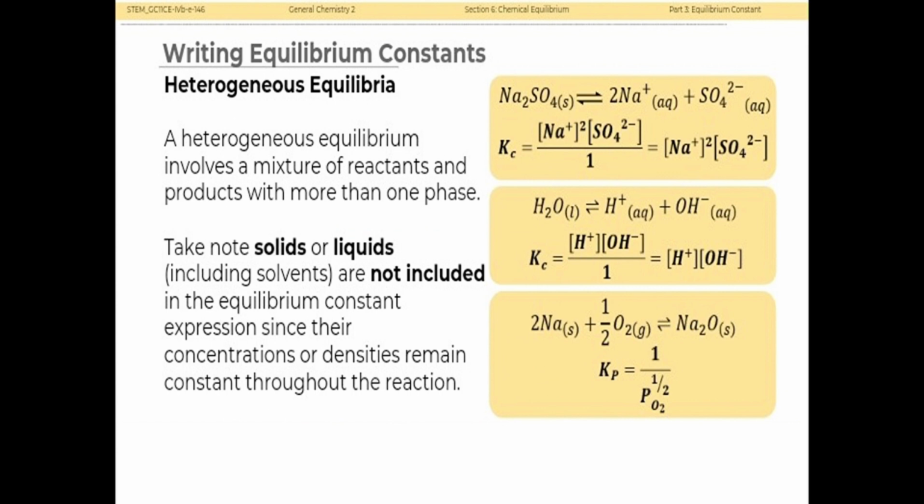A heterogeneous equilibrium involves a mixture of reactants and products with more than one phase. Take note that substances in the solid or liquid phase are not included in the equilibrium constant expression since their concentrations or densities remain constant throughout the reaction. Shown on the right are some examples of heterogeneous equilibria and their respective equilibrium constants.